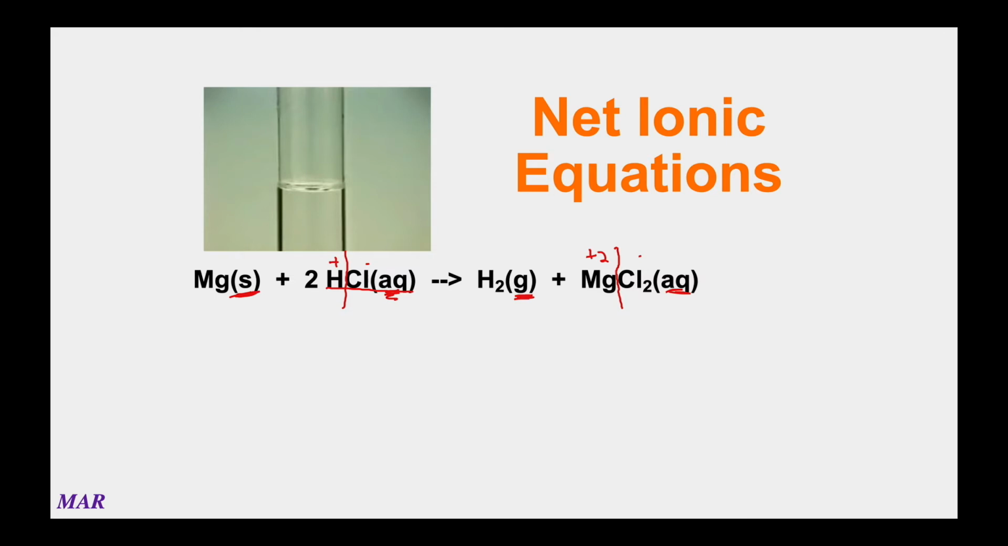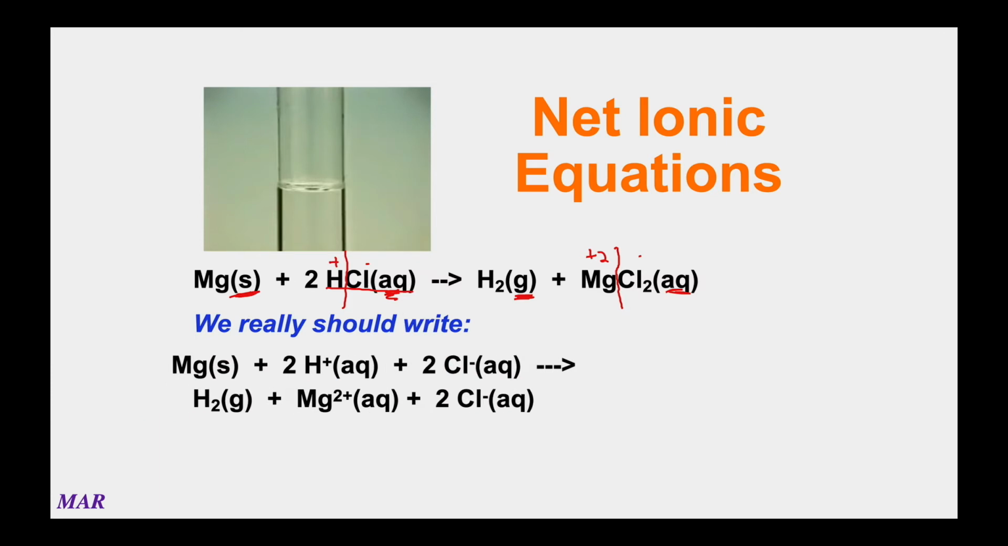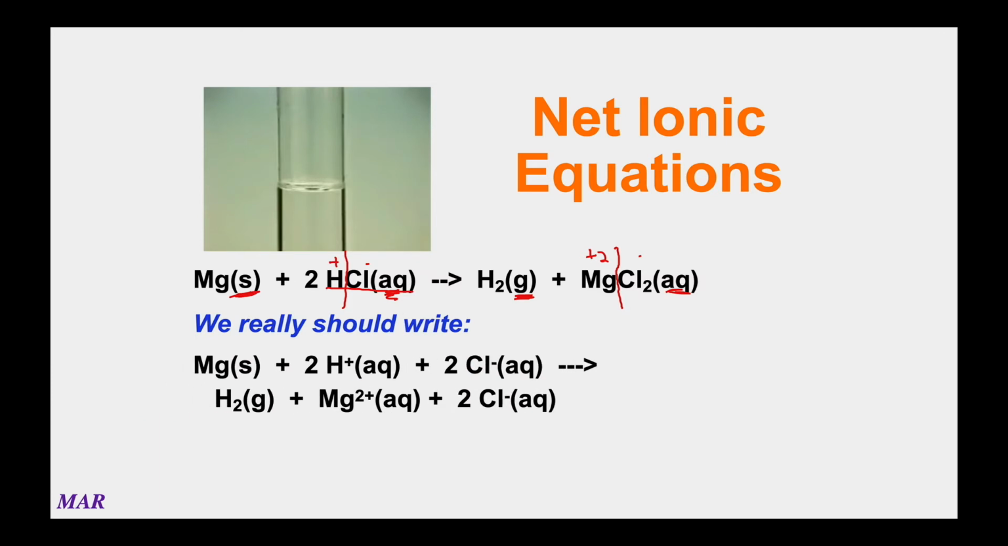So if you had any compound that had an S, L, or G, solid, liquid, or gas, don't break it up into the positives and the negatives. But everything that's aq, and there are a lot of them in these examples, you do want to break up into positives and negatives. So let's rewrite this equation with the ions showing, because really it's not 2HCl(aq) as we talked about. This would be 2H+(aq) plus 2Cl−(aq). And MgCl2 is not MgCl2 in this example. It would be Mg2+(aq) plus 2Cl−(aq).